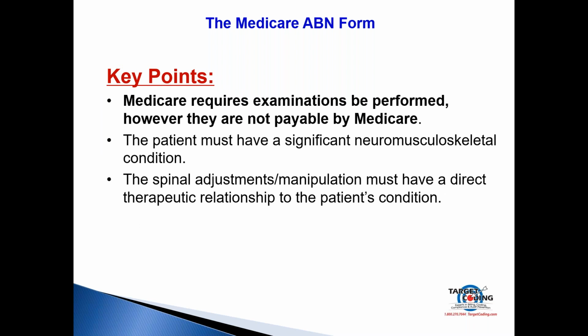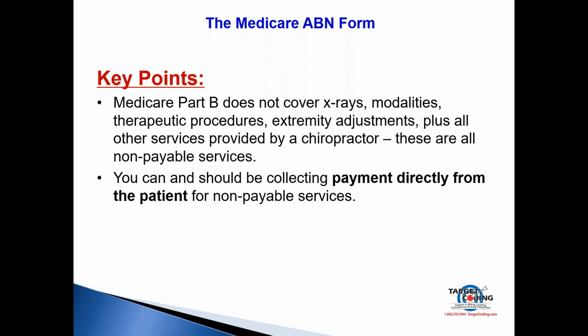Now, it's funny, Medicare requires examinations be performed by chiropractors, but they're not payable. The patient has to have a significant neuromusculoskeletal condition. Your adjustments have to have a direct relationship to the patient's condition. So Medicare Part B doesn't cover x-rays, modalities, therapeutic procedures, or extremity adjustments. Any service besides spinal manipulation is not covered by Medicare Part B.